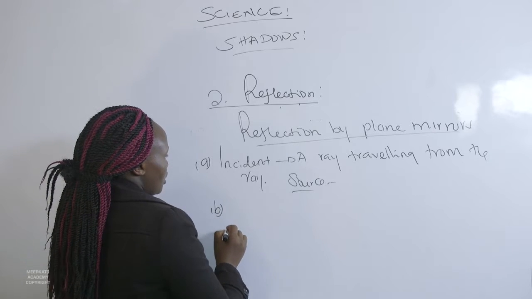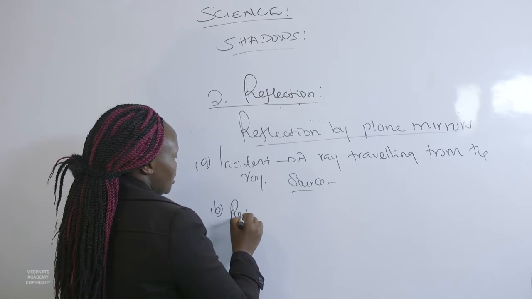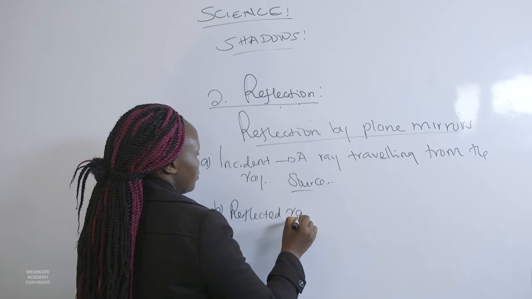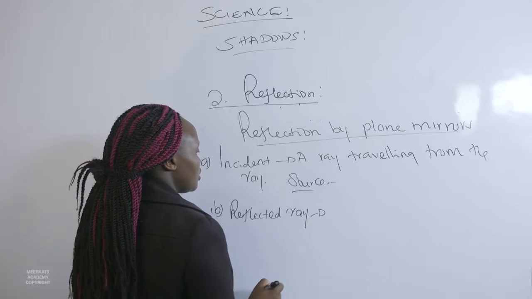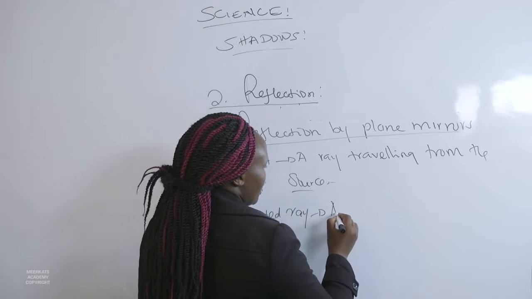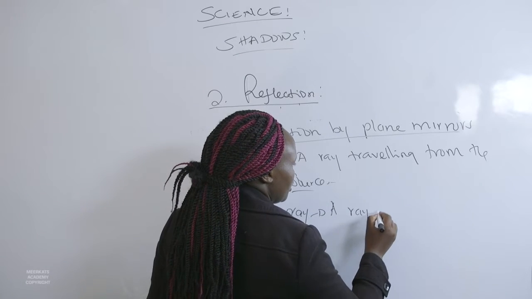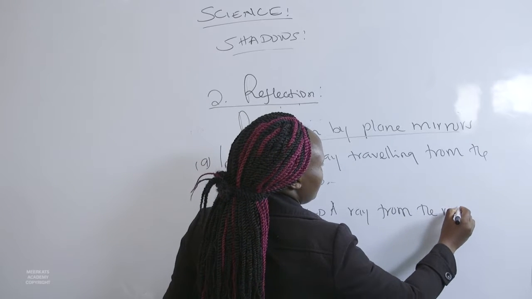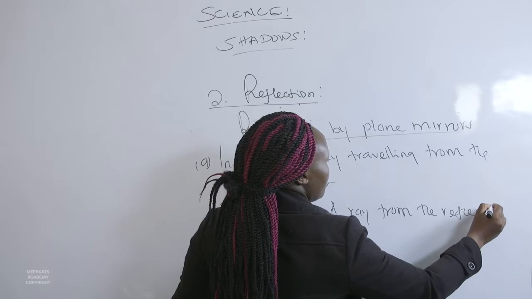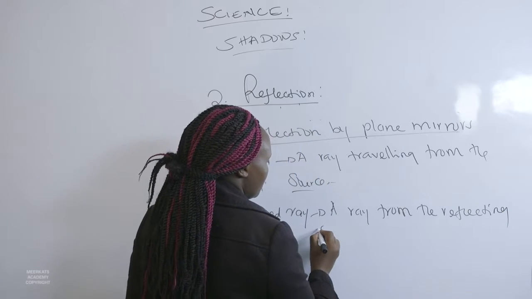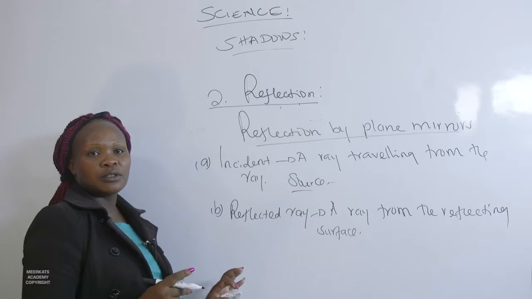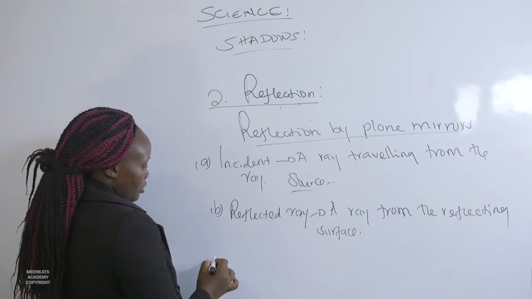Now, you could also talk about the reflected ray, which again is a ray from the reflecting surface. A ray from the reflecting surface. That is what you call a reflected ray.